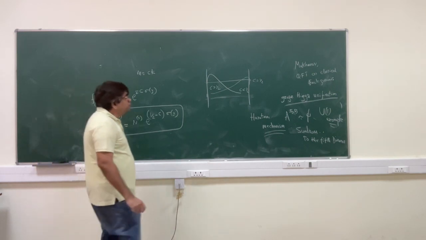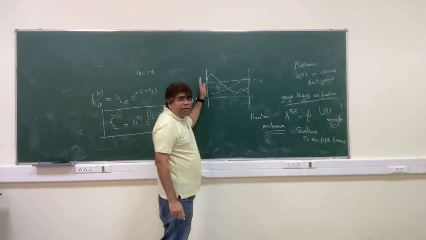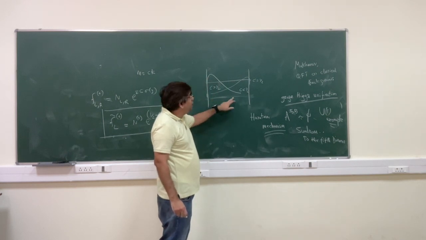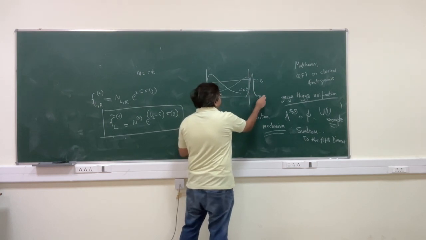So what you do is, because you have left-handed fields like this, light fields, you localize them on the UV, so that they have small overlap if you put the Higgs localized very close to the IR.